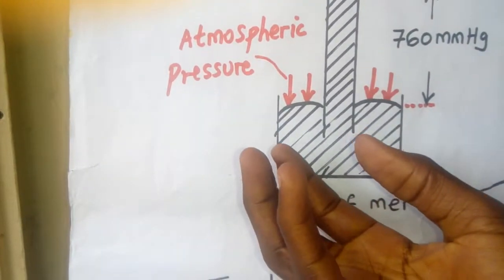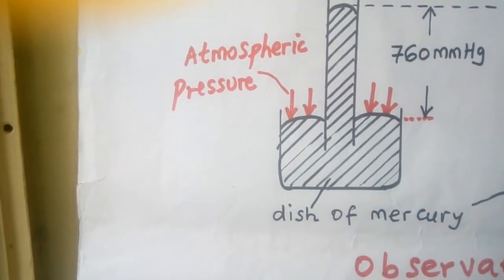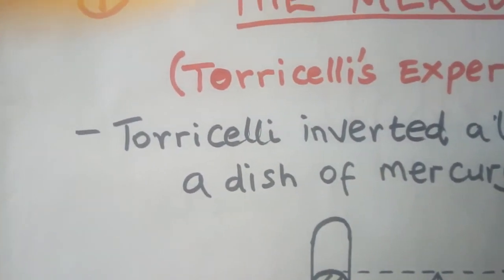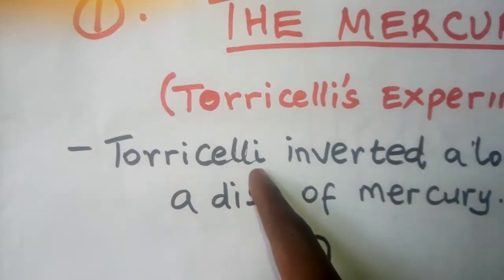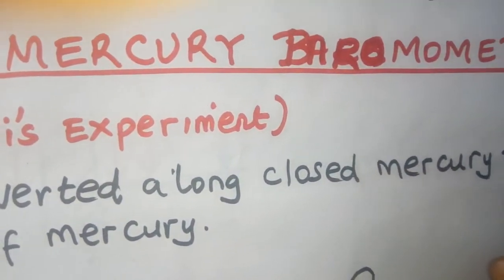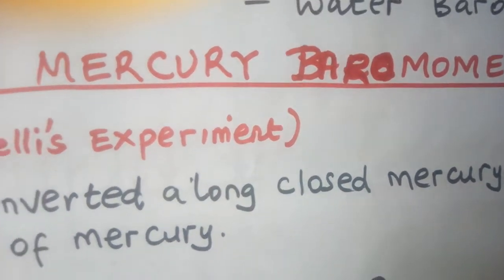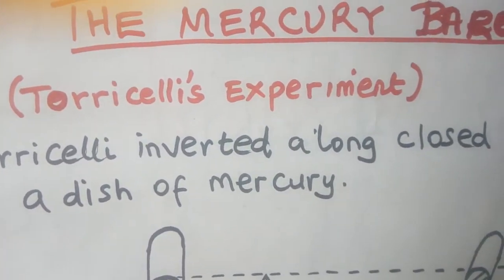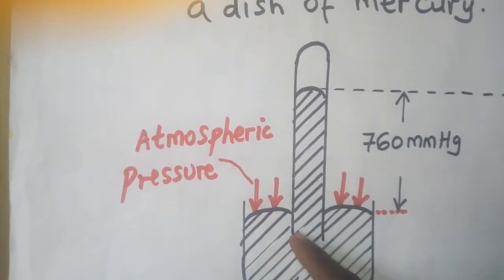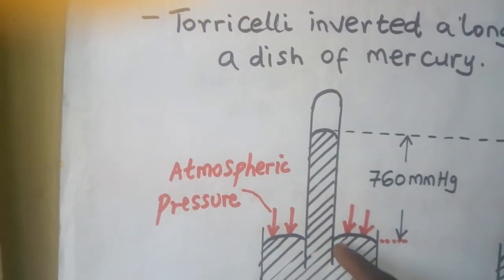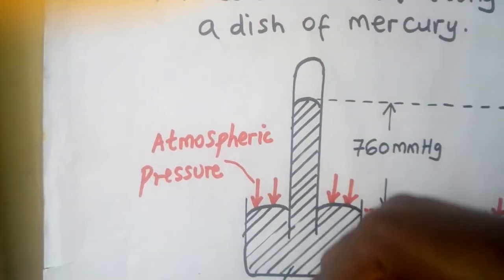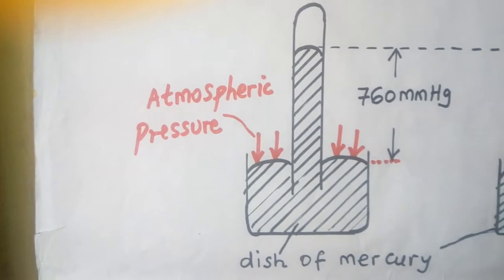When you turn something upside down, we use the word inverted. So let us see what this man did. How did he perform the experiment? Torricelli inverted a long closed mercury tube into a dish of mercury. So he got a long tube, this one, and made sure he turned it upside down inside a dish which has mercury.